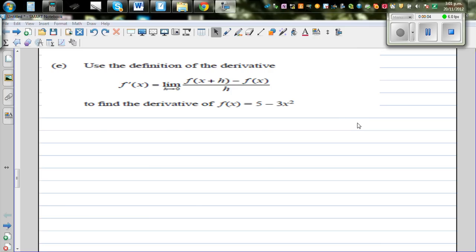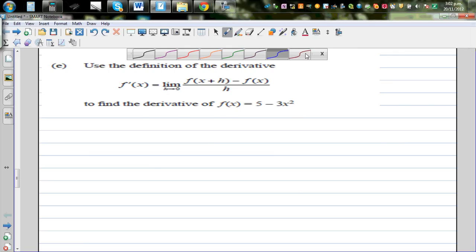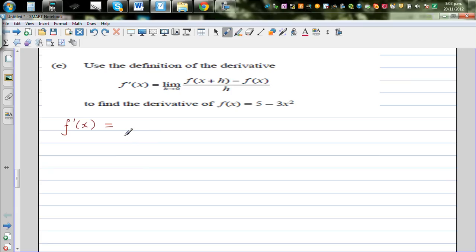Continuing from my previous video, I want to show the differentiation, where we use the first principle or definition of derivative to find the gradient of this function, or the derivative of this function. By definition, f dash x, the derivative, is defined as the limit when h approaches 0 of f of x plus h minus f of x over h. I'm just writing what the definition is.